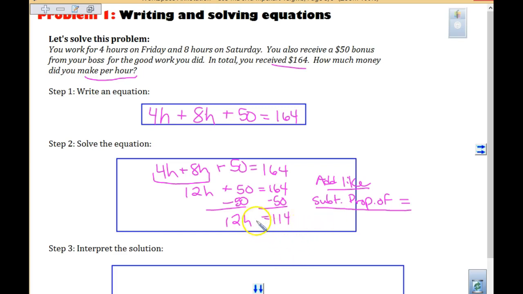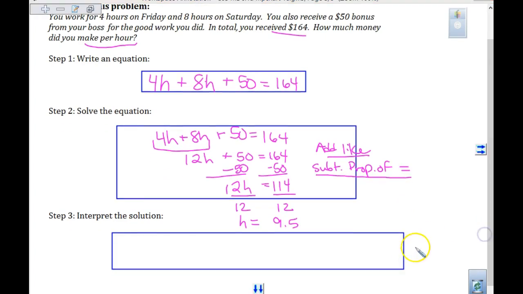So our next step, Lisa, is to do what as I'm looking at that? I want to find H. I can't just divide by 12 on the one side. Again, I have to divide both sides by 12, so that on this side, we get H. Now on your calculator, put in 114 divided by 12, and we ended up with 9.5.